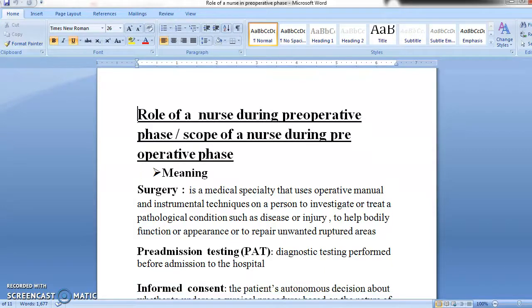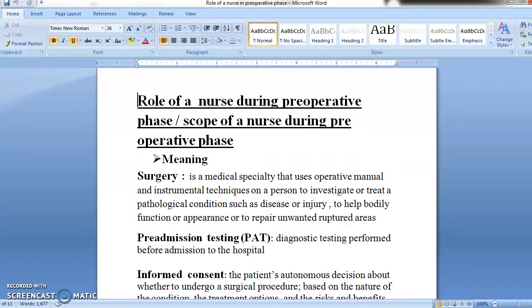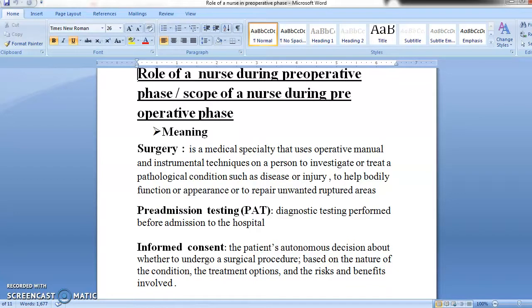Role of a nurse during preoperative phase. What a nurse can do during the preoperative phase. So before that, let us see about surgery.